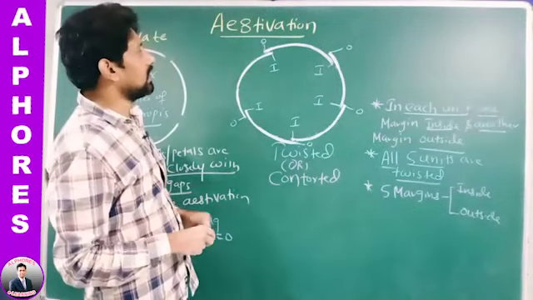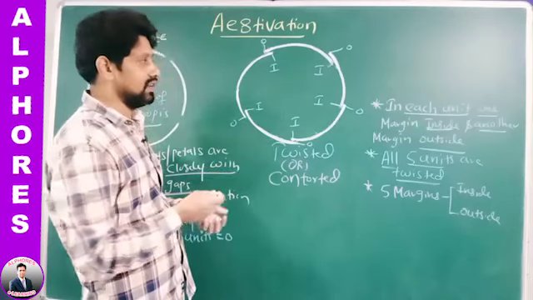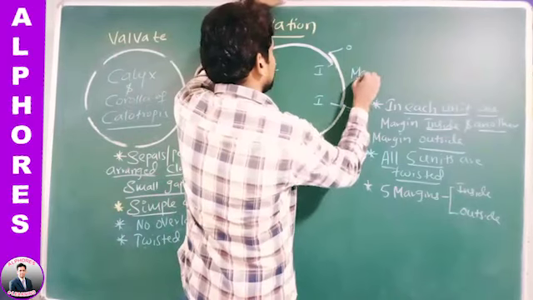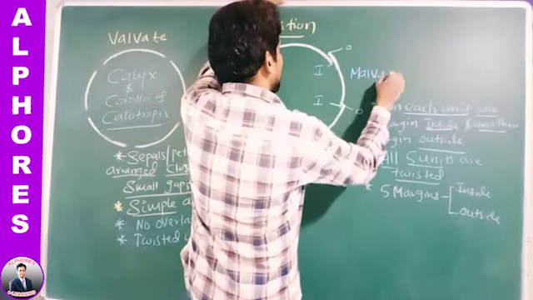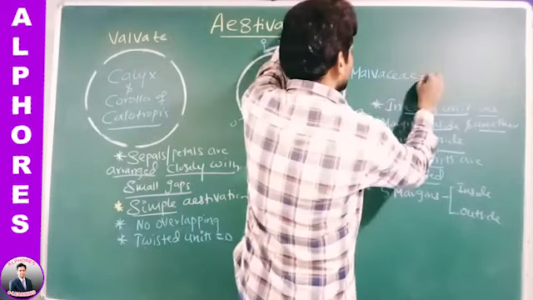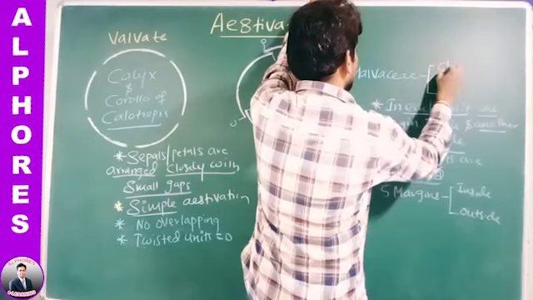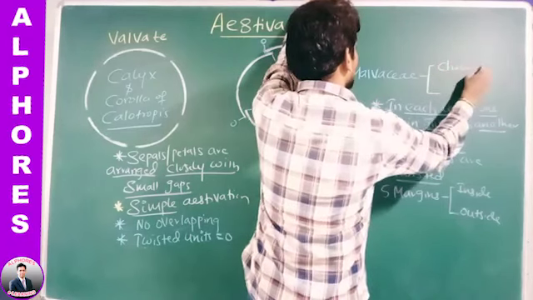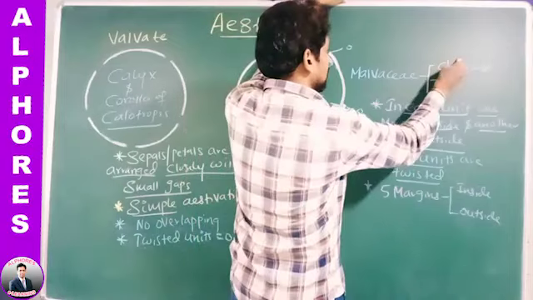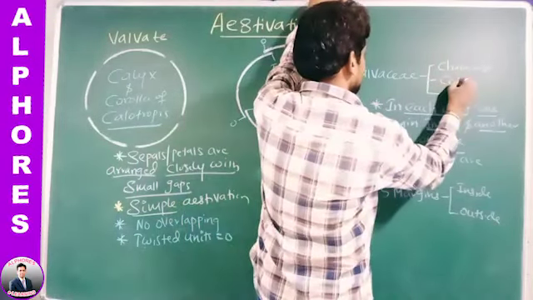Okay. Go for examples of which estivations are twisted or contorted estivation. Example is the Malvaceae family. For the Malvaceae family, I am writing examples. First one is China rose, Hibiscus rosa sinensis. What is the scientific name of China rose? Hibiscus rosa sinensis. Second example is cotton.